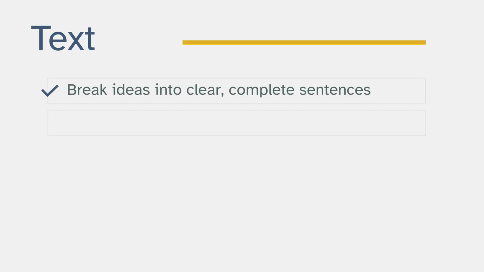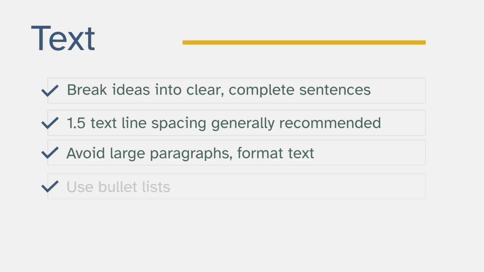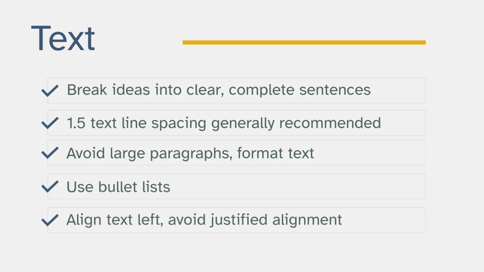Break ideas into clear, complete sentences to support comprehension. Leaving at least 1.5 line spacing between lines of text is generally recommended to improve readability and reduce visual strain. Note that too much space between lines of text can be hard to read too. Most of the time, I personally use 1.2 or 1.3 instead, as I find it easier to read.